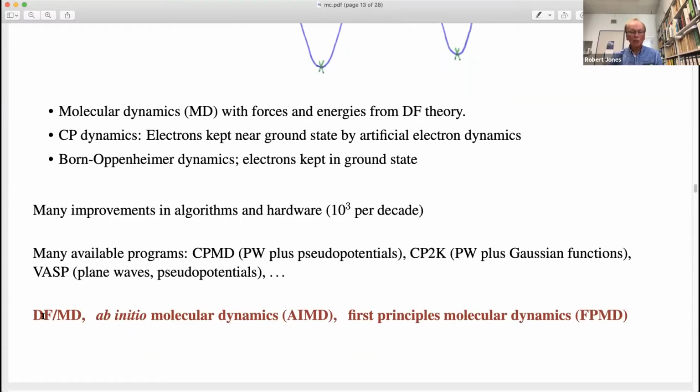The approach, this mixture of density functional theory with molecular dynamics, can be referred to in this way like I do. Some people refer to ab initio molecular dynamics or first principles molecular dynamics, FPMD, and so on.